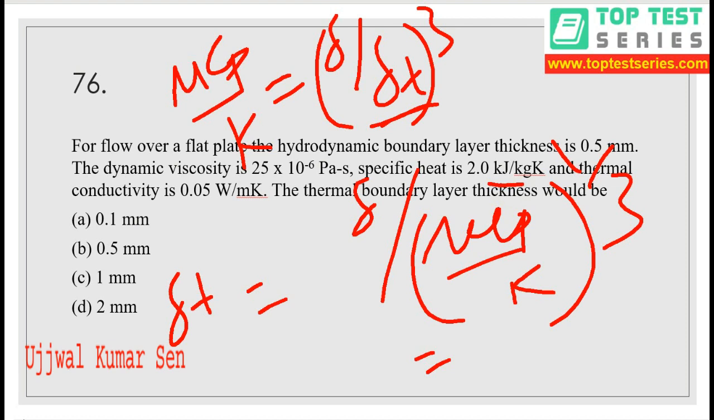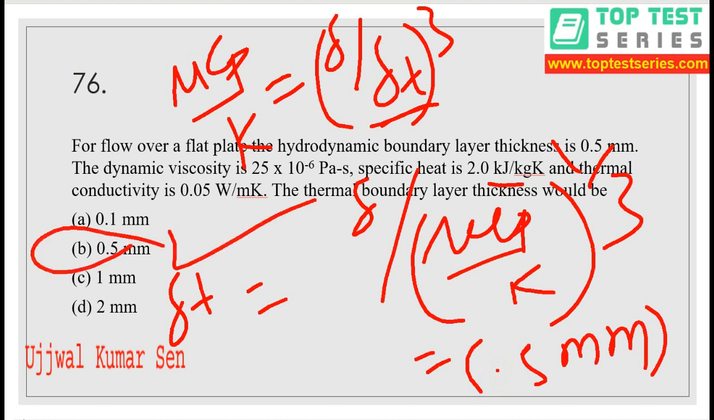Let me just do the calculation and tell you the answer. You can also do the calculation. 2 multiplied by 10 to the power 3. All right, so we're getting this much, and dividing by K, that is 0.05, so that we're getting 1. So delta is, my dear, 0.5 mm. Delta T is equal to 0.5 mm. So option B is the correct answer for this question.